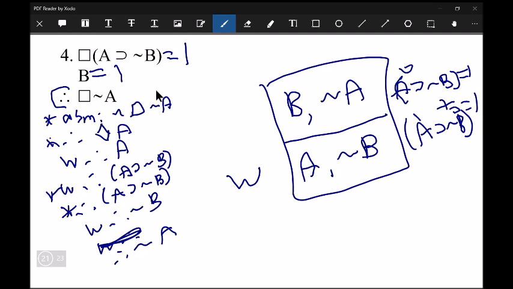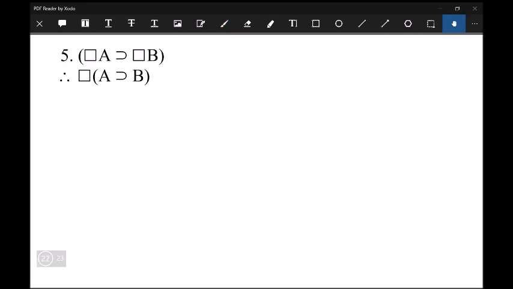And then the last one, all worlds have not A. False. This one doesn't; it has A. So you have true premises and a false conclusion, therefore invalid. Okay. Now, this one is a little tricky.